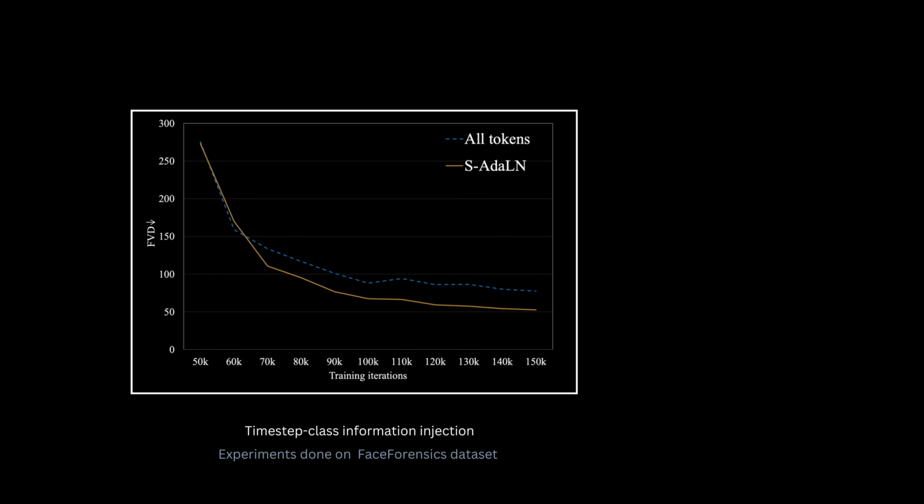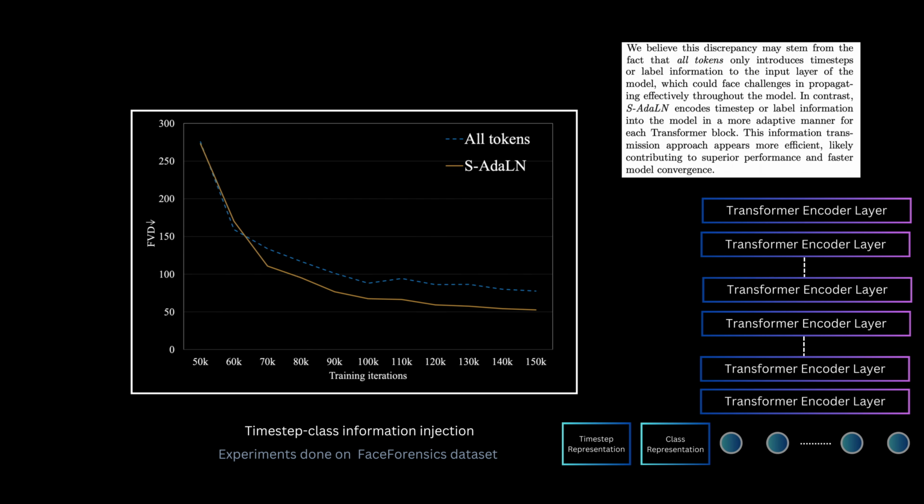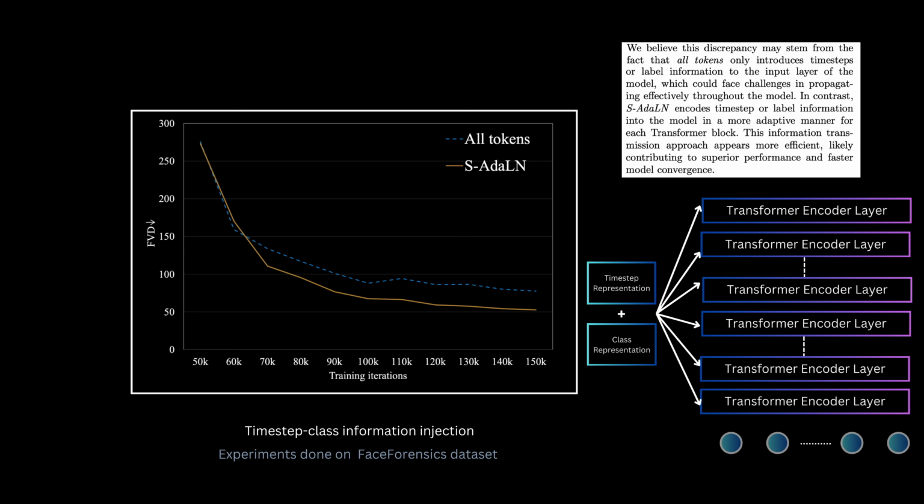Between these two time step and class conditioning strategies, the adaptive layer norm version works significantly better. The authors feel that this is because in the all tokens version, the conditioning input is only introduced to the first layer. So this conditioning information might not effectively be propagated across all layers, as opposed to adaptive layer norm, where it's encoded separately for each transformer block or layer.